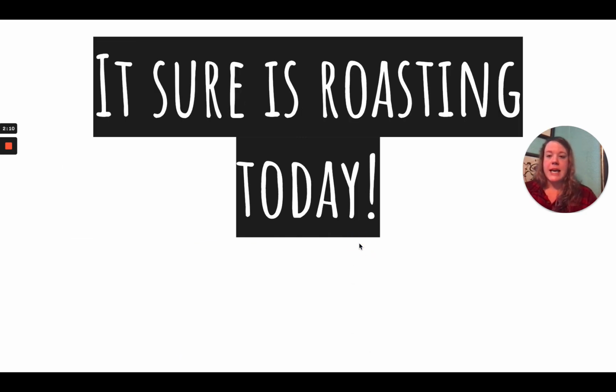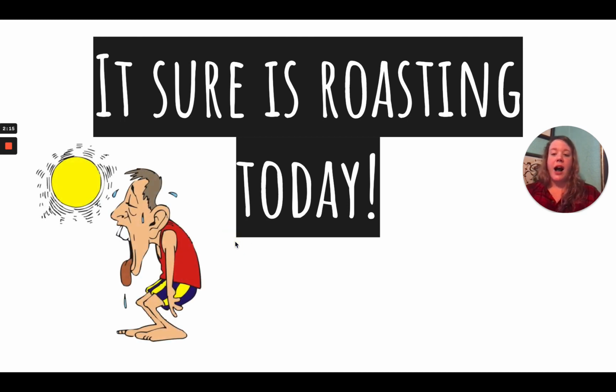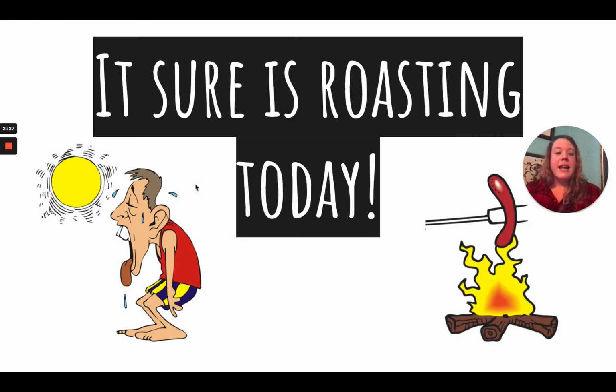We're going to look at another example. It sure is roasting today. So this is comparing the hot weather, which it doesn't say anything about weather on the surface, but we know that implicitly it's talking about the hot weather, and food roasting. We know that the word roasting is a word that we use when we're talking about cooking food. So we're comparing the weather to food cooking or roasting. Again, it's not super obvious, and you might not have even thought that was a metaphor at all, but it is. It's comparing two things.